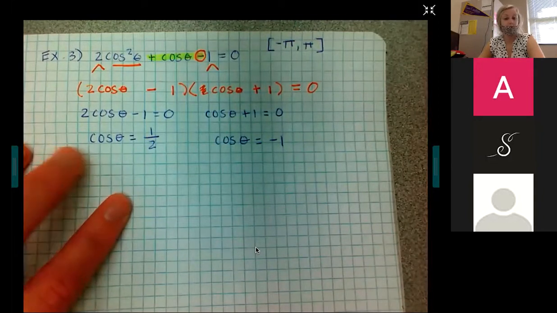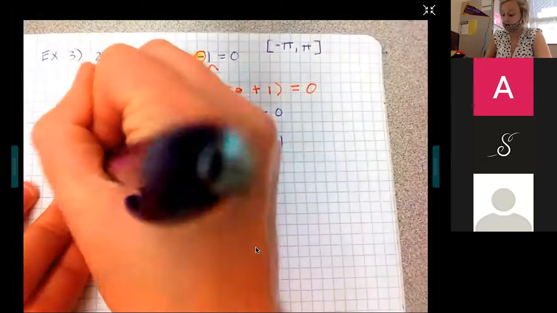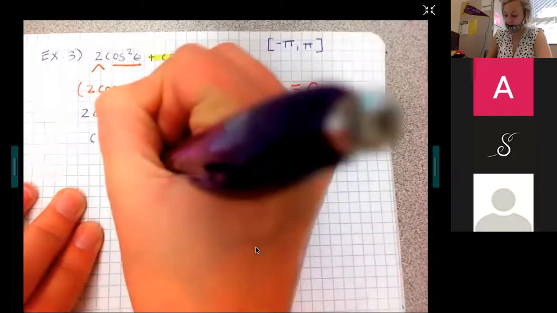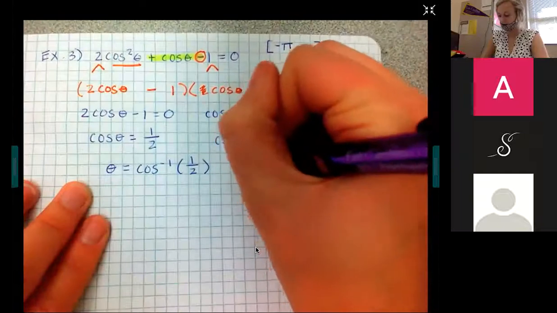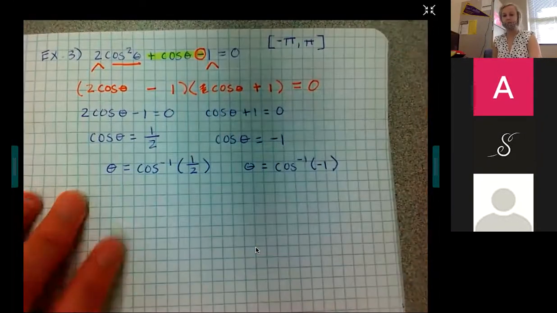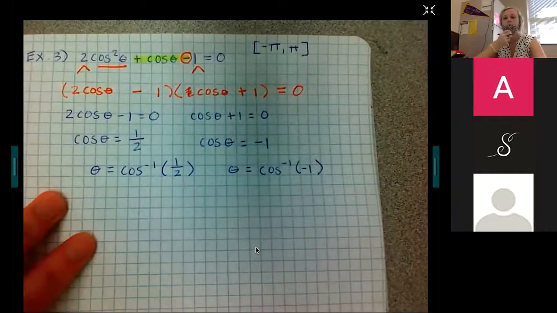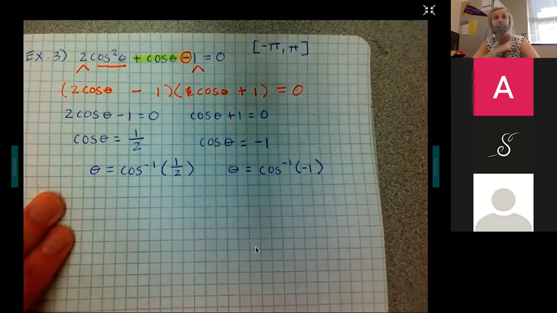So how do I get rid of the cosine just to find the angle? Inverse cosine, good. Cosine inverse of a half, which we already just did, and then cosine inverse of -1. So this is where this one is going to be tricky. I don't want 0 to 2 pi. I want -pi to pi.